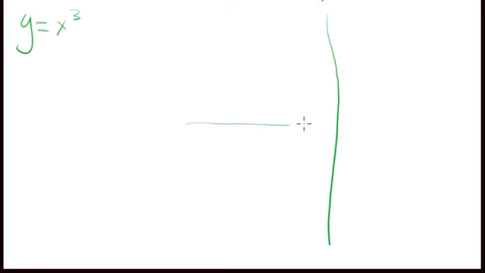So, let's say y equals x to the third. Here's another example. And let's graph that and see what it looks like. Sorry for that little interruption. Here's the graph of this function over here.